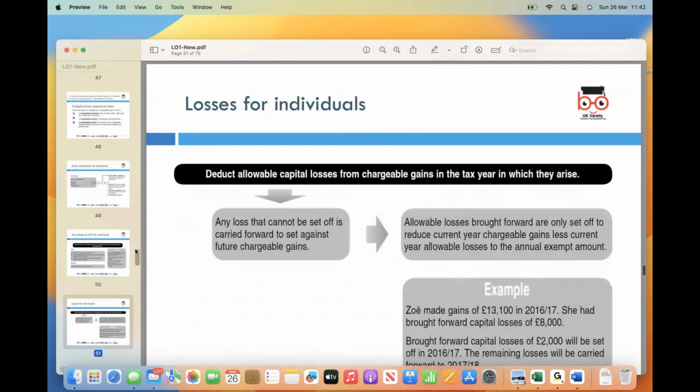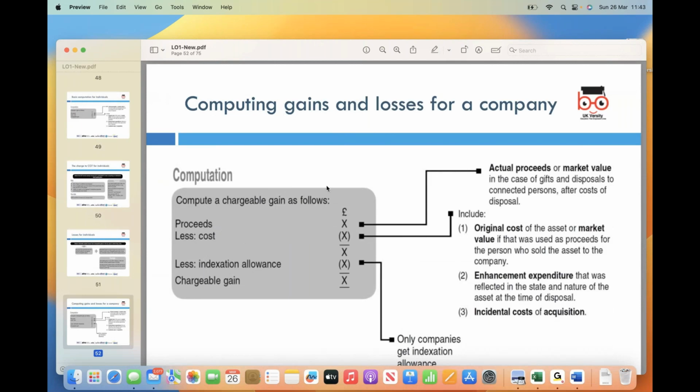Computing gains and losses for a company. To compute a chargeable gain for a company, the following steps are taken. Determine the proceeds received from the disposal of the assets. This could be the actual proceeds or the market value of the asset in the case of gifts and disposals to connected persons, after deducting any cost of disposal.